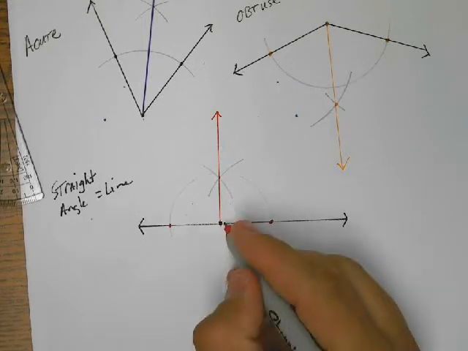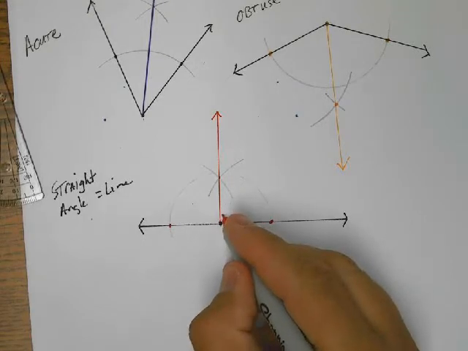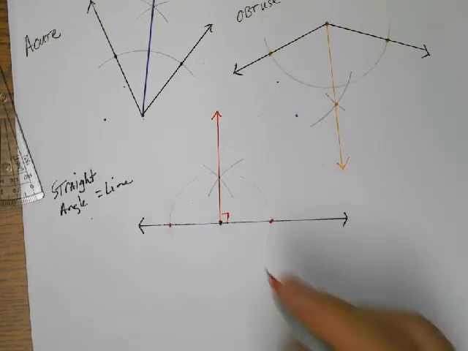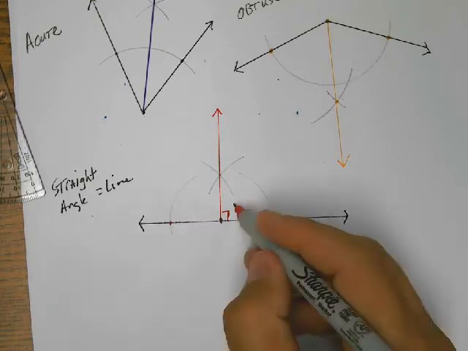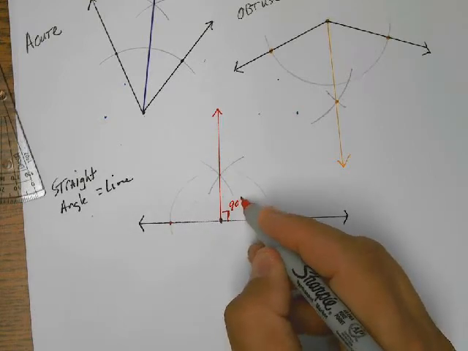And then you probably know this, but if that's a straight line, it's 180 degrees. So if we bisect it, then that's a right angle.